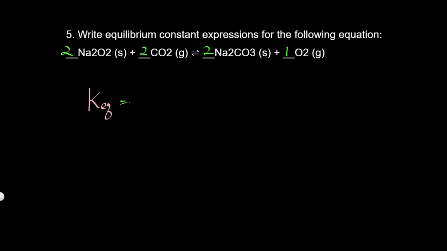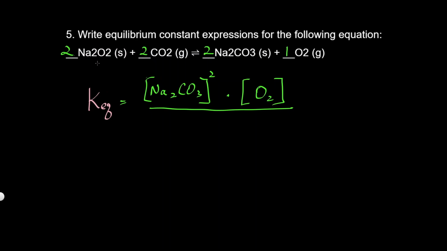Now, KEQ, the equilibrium constant, is always the product concentration on top. Remember that, product. If you have more than one product, just multiply everything, with the coefficient being the power. Let me just do it right now. So Na2CO3, concentration of that squared, that becomes the exponent, multiplied by another product, oxygen, to the first power. I don't want to put 1. You get the idea. Divided by the reactants now.